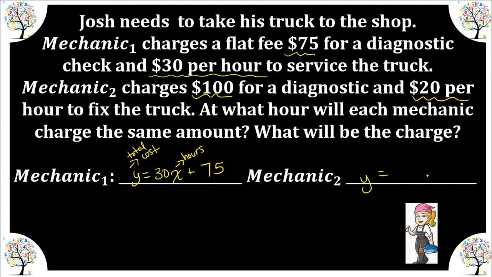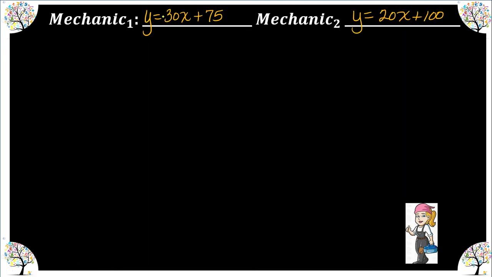Mechanic 2 charges a $100 upfront fee for the diagnostic test and $20 per hour. And we want to know at what hour will each mechanic charge the same. So we are going to use substitution. I'm going to take what Y equals and substitute it in for this Y. We get 30x plus 75 is equal to 20x plus 100. So keep in mind, x is hours.